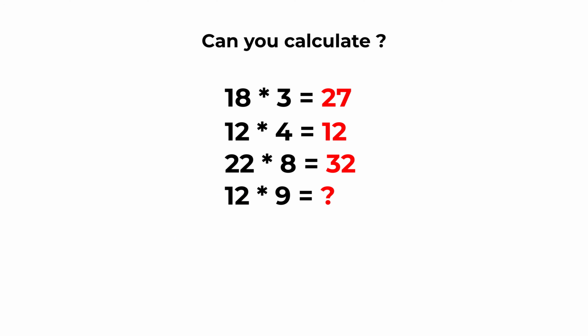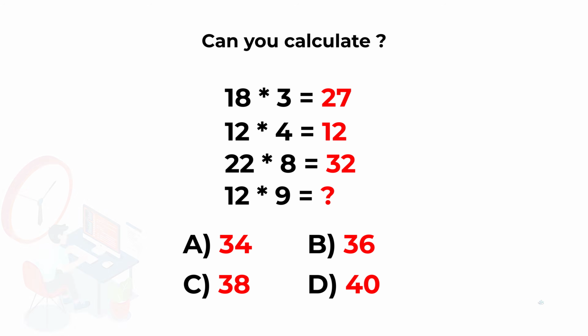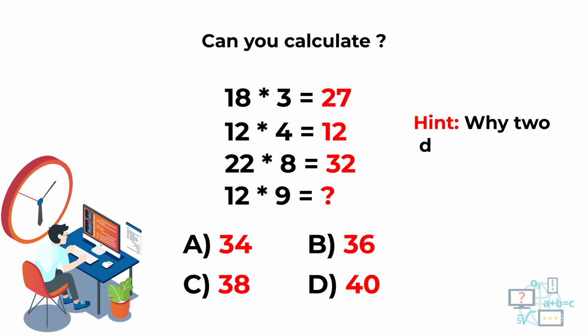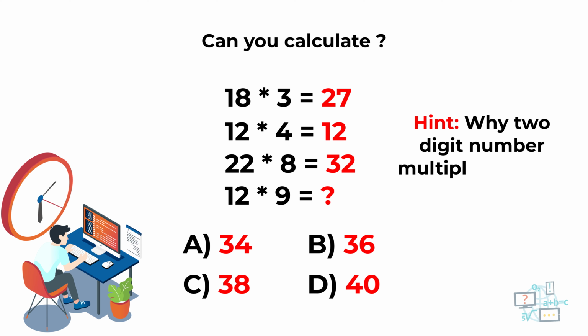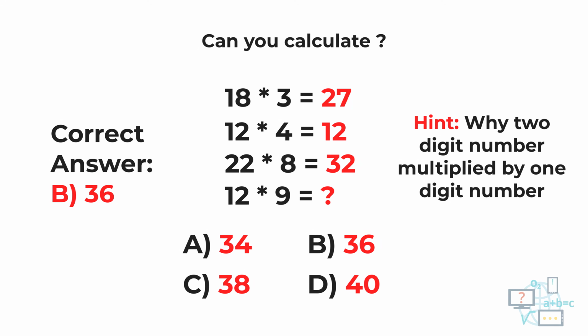You have 4 different choices. Choice A, 34. Choice B, 36. Choice C, 38. And choice D, 40. Do you see the answer? Give yourself a little bit of time because the answer may not be obvious. I'm going to give you a quick hint. Do you know why it's always a 2-digit number multiplied by a 1-digit number? The correct answer here is choice B, 36.